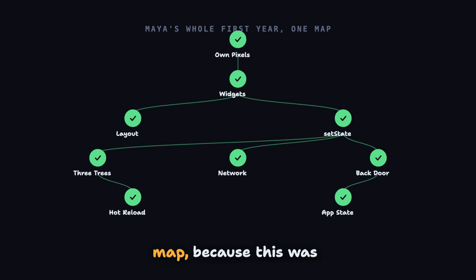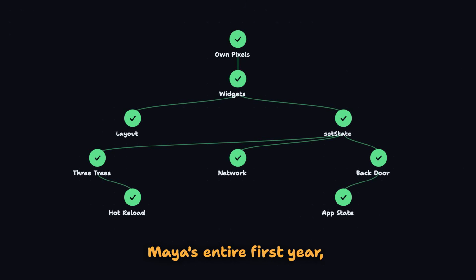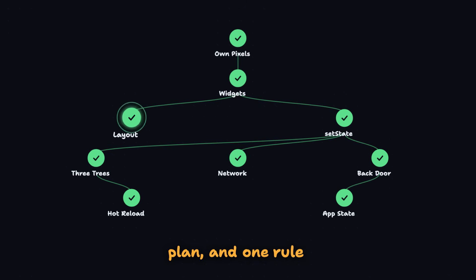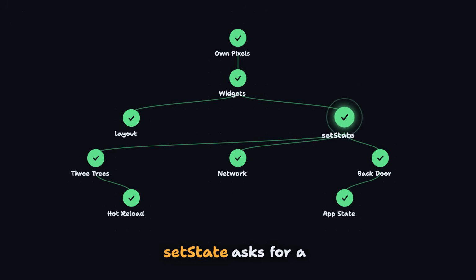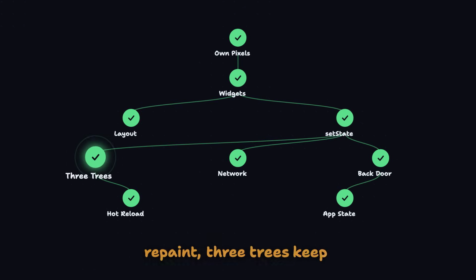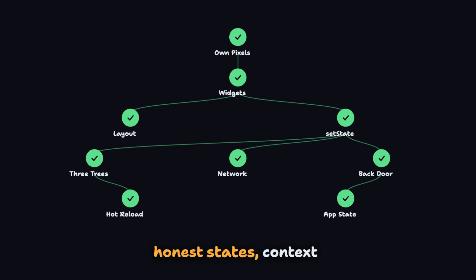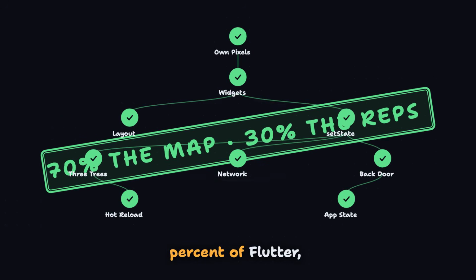Look at the whole map, because this was Maya's entire first year, and now you can explain every node on it. Flutter draws its own pixels. Everything is a widget is a plan, and one rule lays them out. setState asks for a repaint, 3 trees keep your state alive, and hot reload rides on those very same elements. A future fills 3 honest states, context ends prop drilling, and one notifier feeds many listeners. That is about 70% of Flutter, a real working model of every node here.